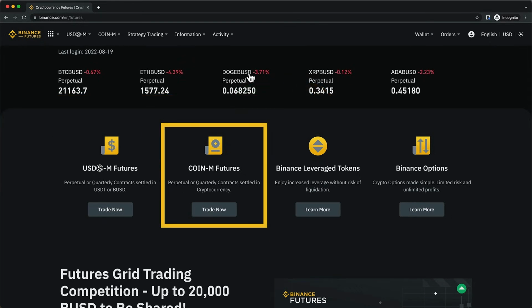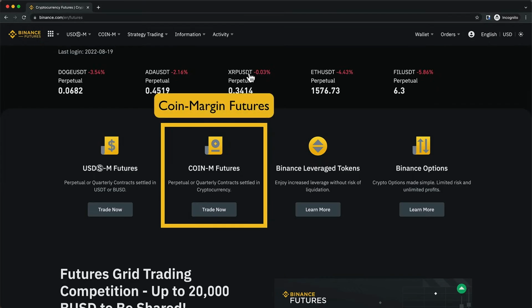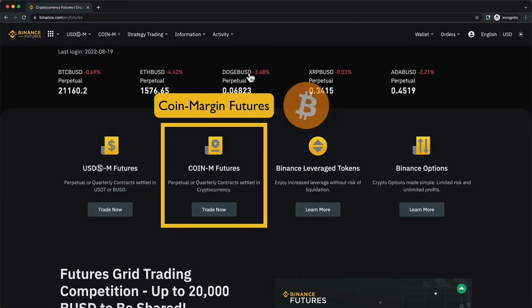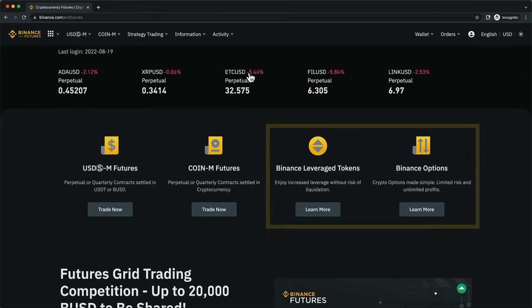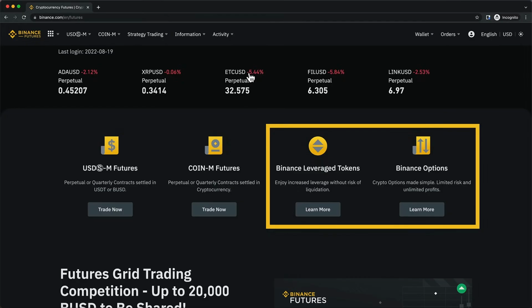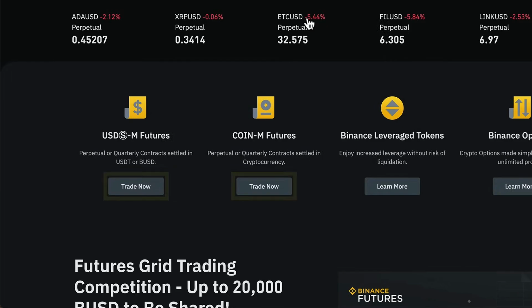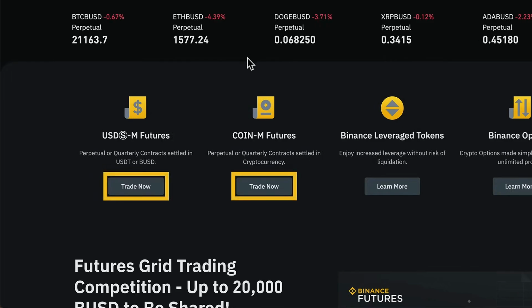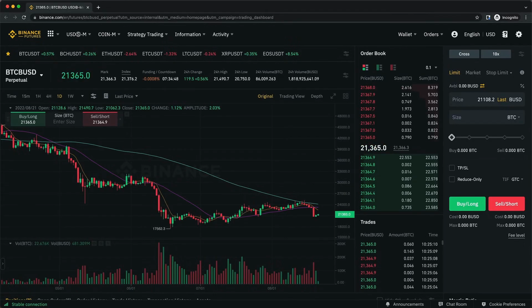Then we have CoinM futures, which stands for Coin Margin Futures. If we trade coin margin futures, we're going to use coins like Bitcoin or Ethereum as margin for our trades. We also have Binance Leverage Tokens and Binance Options, which we're not going to cover in this video. So let's click on Trade Now under the USD-SM futures or CoinM futures. That will take us into the trading interface.